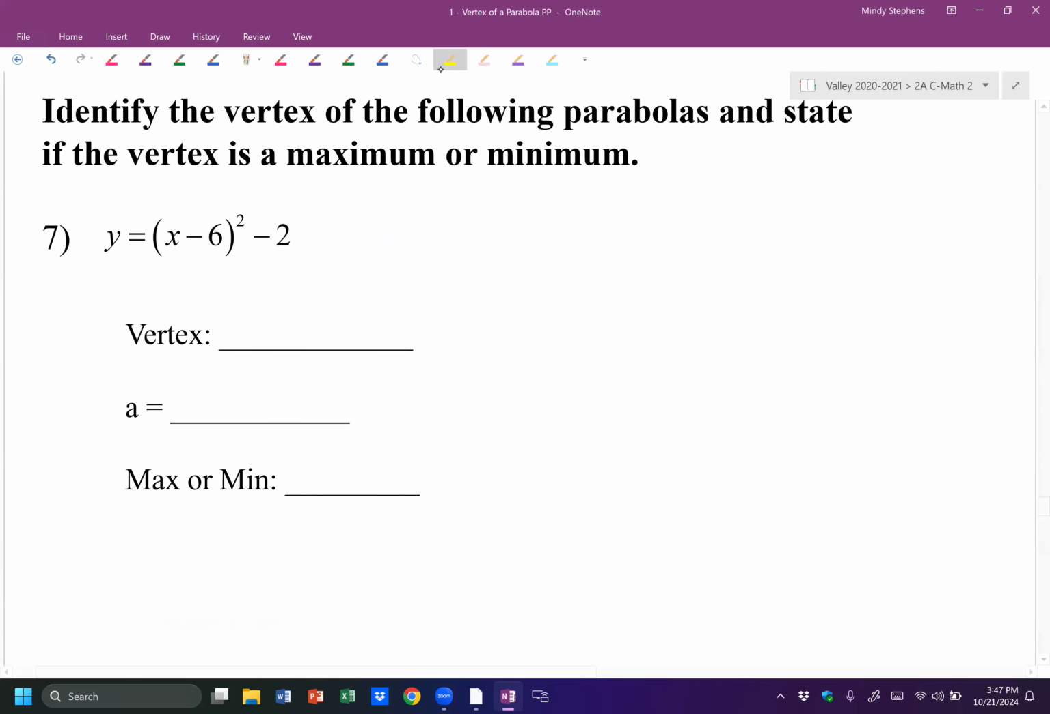Number 7. So first thing, our vertex. So here's our vertex, these two, but we're going to do the opposite sign. So a -6 turns into a +6.